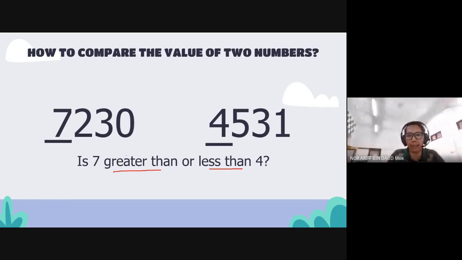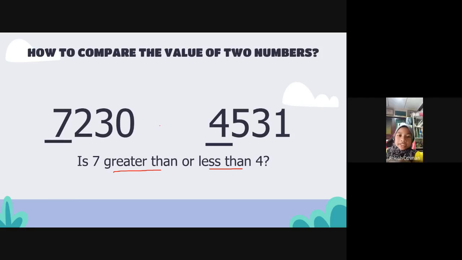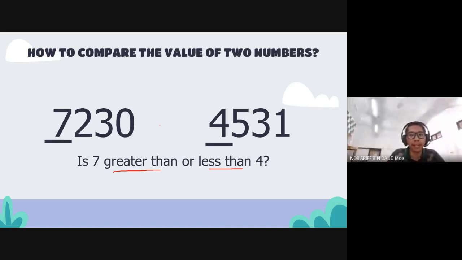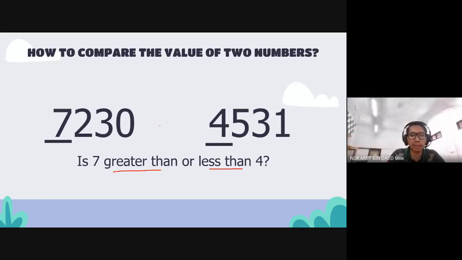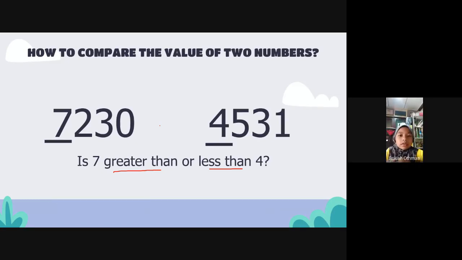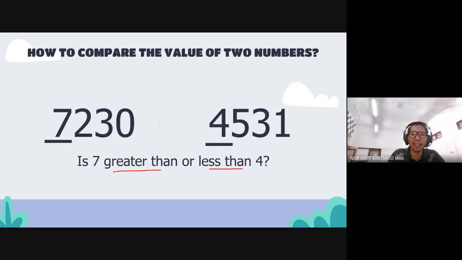Mana satu lagi besar? Greater than ni maksudnya lebih besar. Less than ni maksudnya lebih kecil. Okay, saya nak tanya Asia ni. Asia? Ya. 7 ni greater than or less than? Greater than. Betul ke greater than? Tak. Habis tu apa? Less than. 7 is greater than 4. 7 ni lagi besar daripada 4.